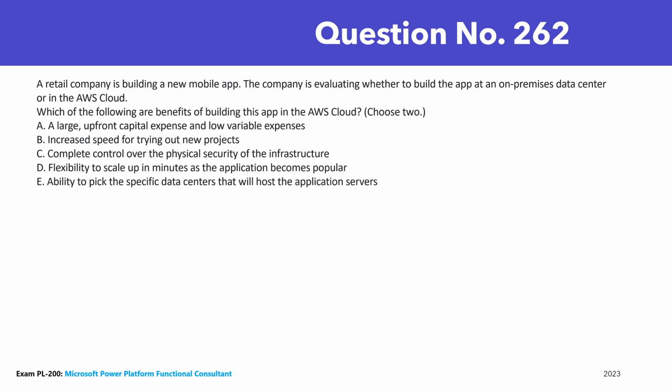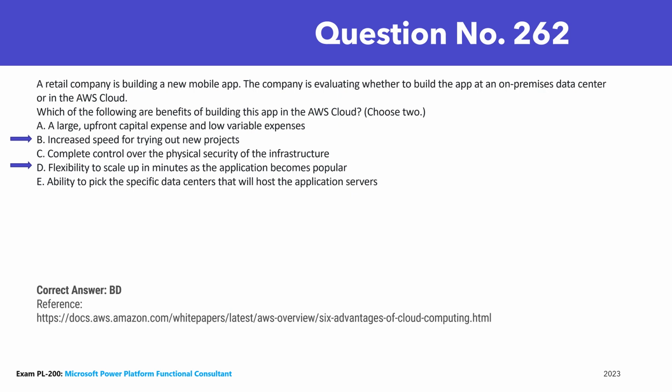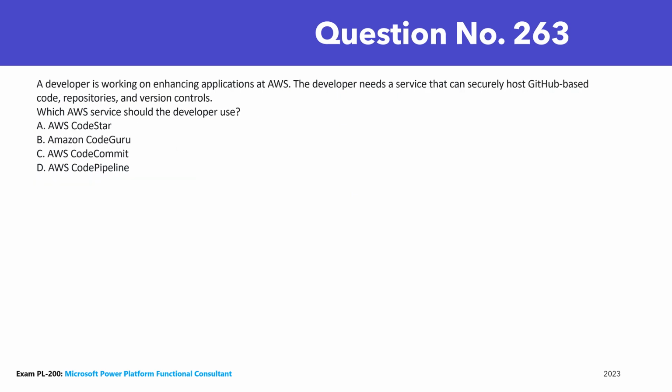A retail company is building a new mobile app. The company is evaluating whether to build the app at an on-premises data center or in the AWS Cloud. Which of the following are benefits of building this app in the AWS Cloud? Choose 2. A. A large, upfront capital expense and low variable expenses. B. Increased speed for trying out new projects. C. Complete control over the physical security of the infrastructure. D. Flexibility to scale up in minutes as the application becomes popular. E. Ability to pick the specific data centers that will host the application servers. Correct answer, B, D.